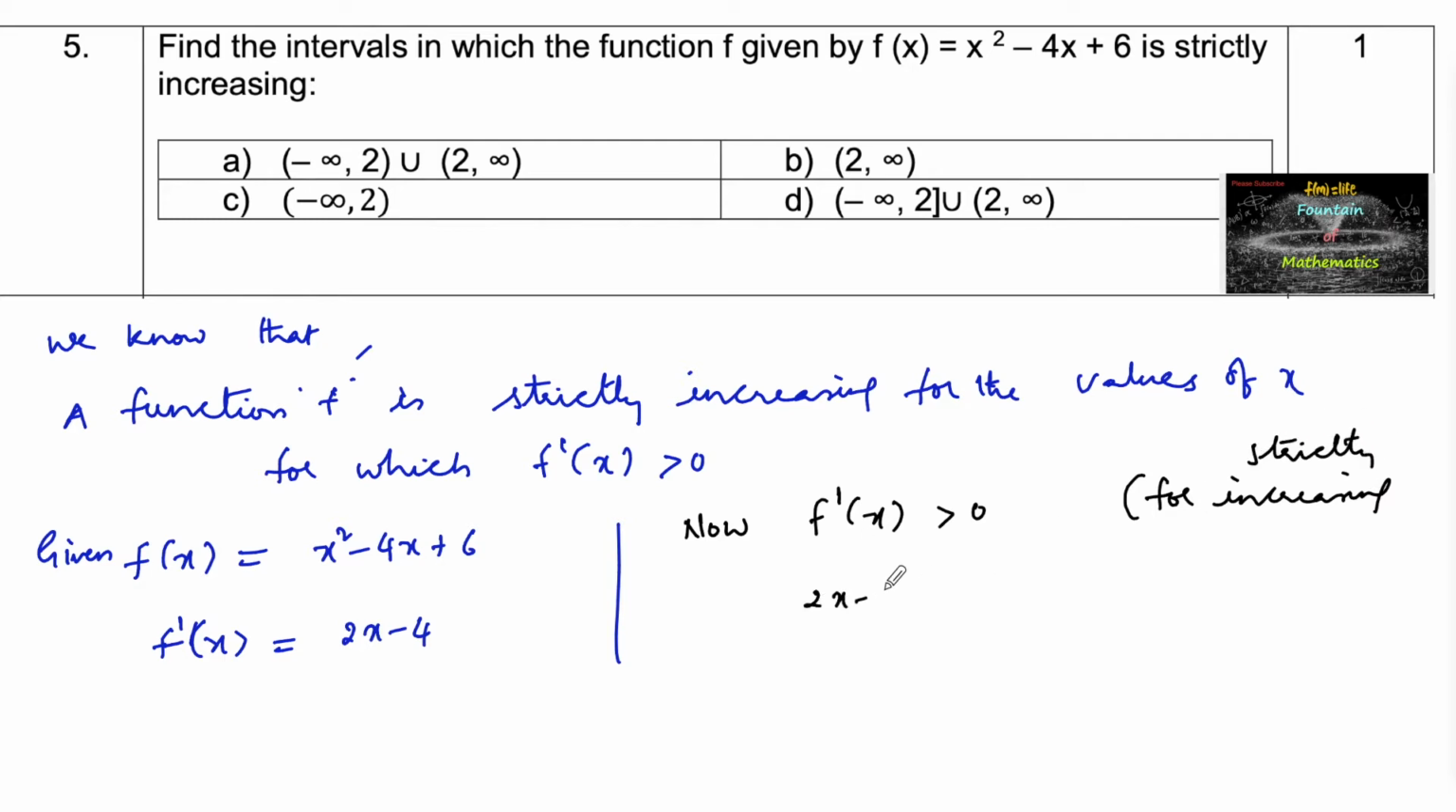That is 2x minus 4 is greater than 0, or we can write 2x is greater than 4, or x is greater than 4 by 2, that is 2. So that is x belongs to 2 comma infinity. So we can go with option B. Okay.